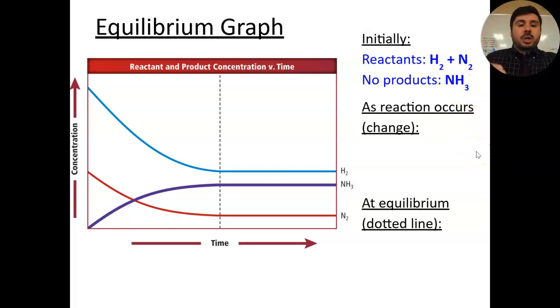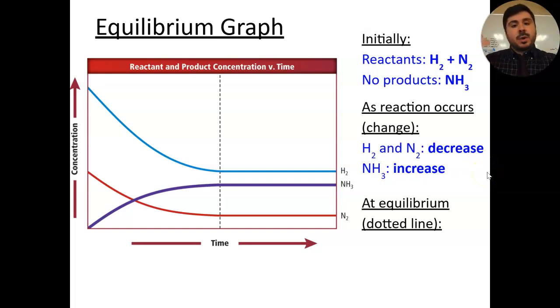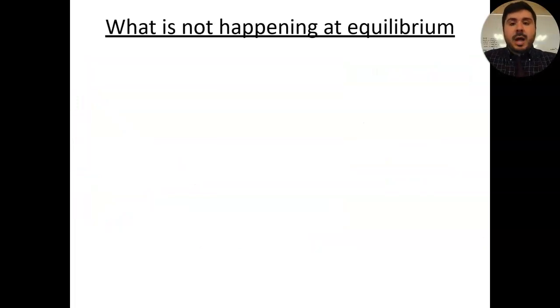Now, as the reaction occurs, there's going to start to be a little bit of a change in the concentration of these substances, right? H2 and N2's concentration are going to go down, whereas the concentration of our NH3 is going to go up. Eventually, at equilibrium, the dotted vertical line there is equilibrium, which means that all of these substances are going to be constant in terms of their concentration.